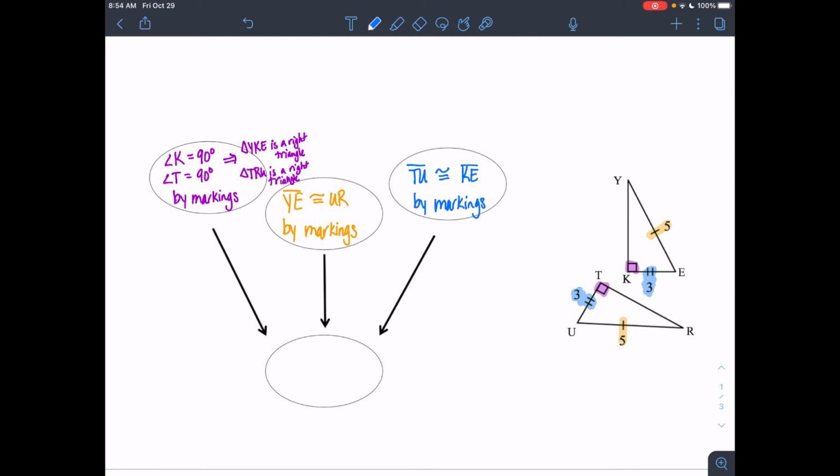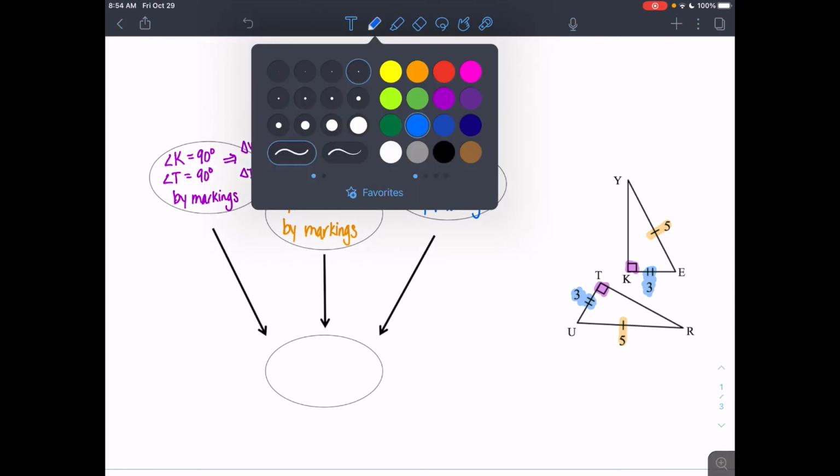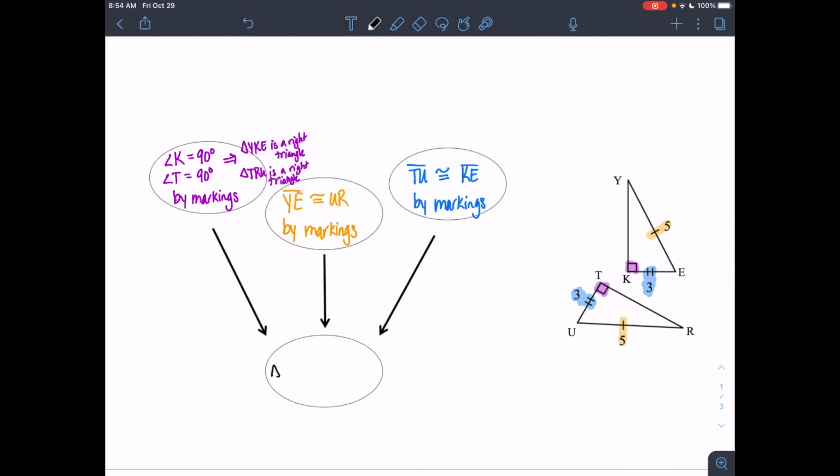So now I need to draw a conclusion that these triangles are congruent. So we are going to write out that congruent statement. We are going to say that triangle, let's start at KEY, is congruent to triangle. Okay, now I need to be careful. Angle K is the 90-degree angle, which means angle T is the matching 90-degree angle on the other triangle. So K and T go together.